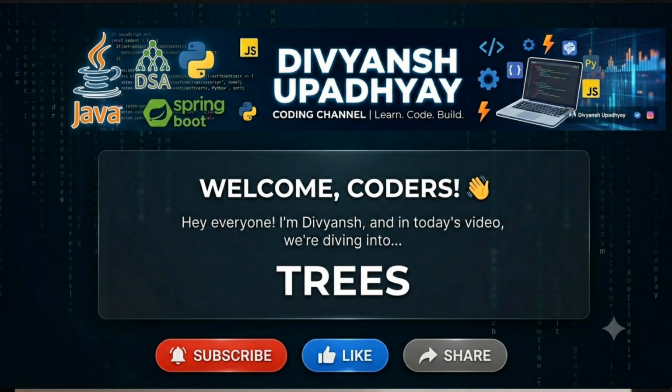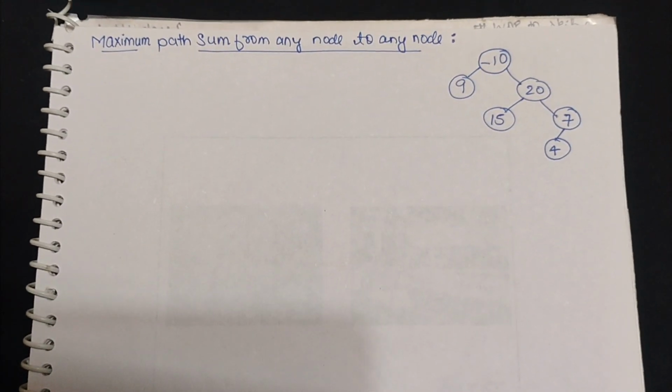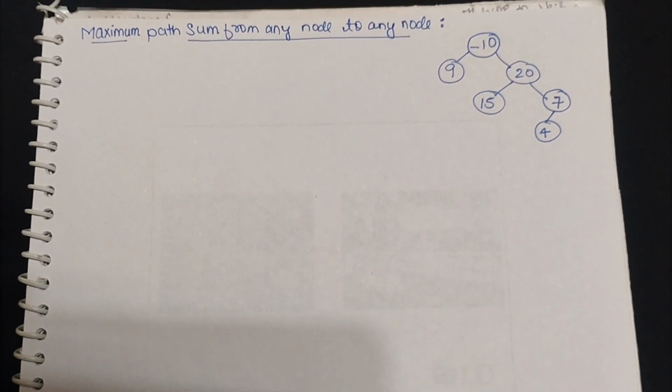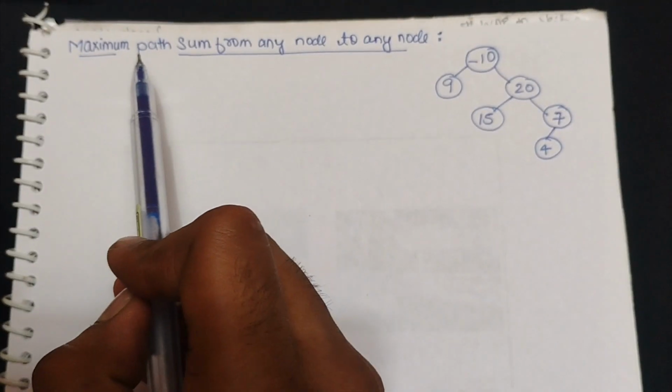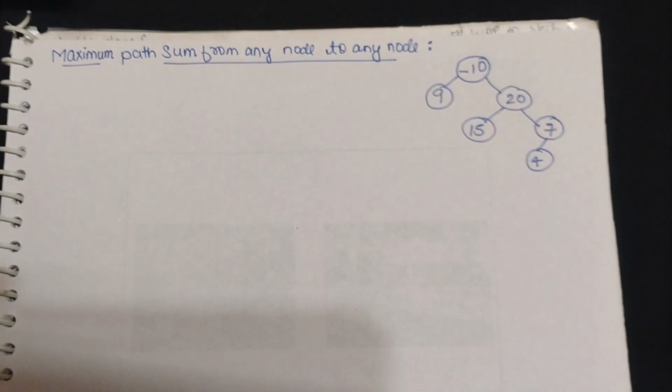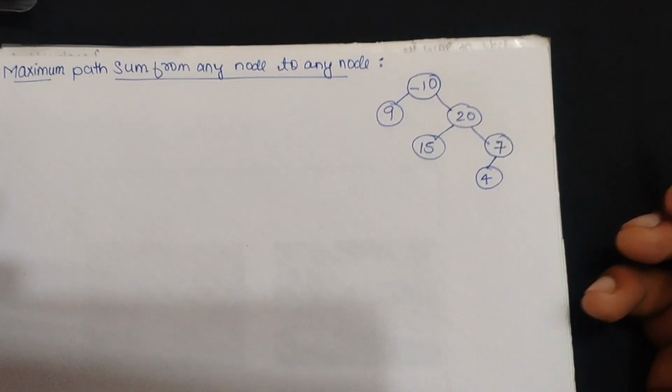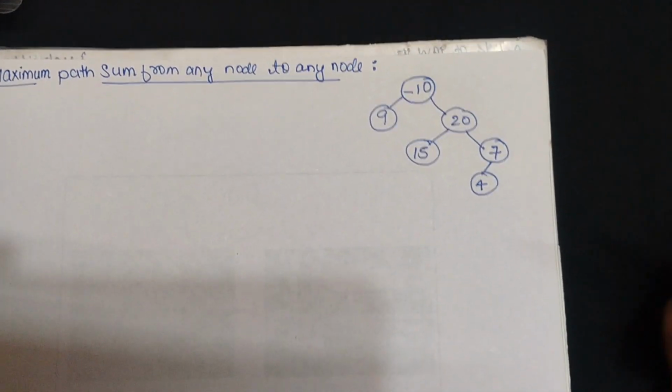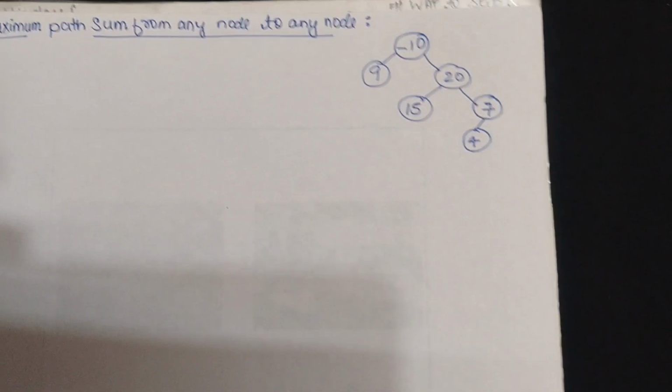So in the last video we solved a LeetCode problem, diameter of binary tree, and this question is quite similar to that. Here the question says that we have to find the maximum path sum from any node to any node. I'll explain with an example in this tree what the question is asking.